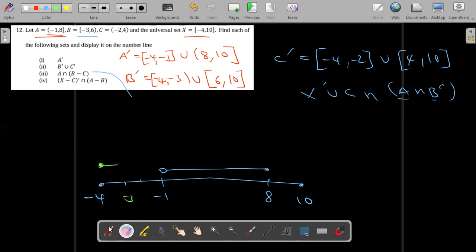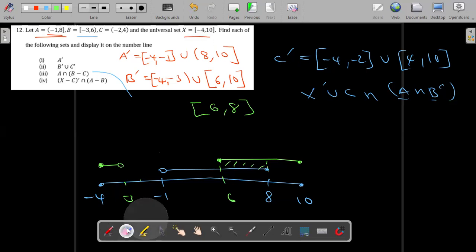So I leave it open there. Then union 6 to 10. So let's say 6 is here. It's going to be closed there at 6 and all the way up to 10. Where do these intersect? So these intersect here and there, like this. So they intersect at 6, 8. That's where they intersect. Okay, and they are closed on both sides.